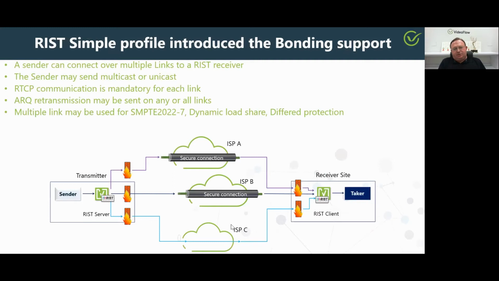Now let's turn to the next topic, which is the bonding support, as it is allowed by the RIST Simple Profile. So the theory is very simple. A sender device will use multiple links to deliver a copy of the stream to the RIST receiver. Each link should use a specific RTCP session, and ARQ may be used on any link. The stream may be sent with an original IP and destination port, as those may change as long as the original RIST stream is maintained. This is similar to 2022-7 with an added ARQ for resilience.